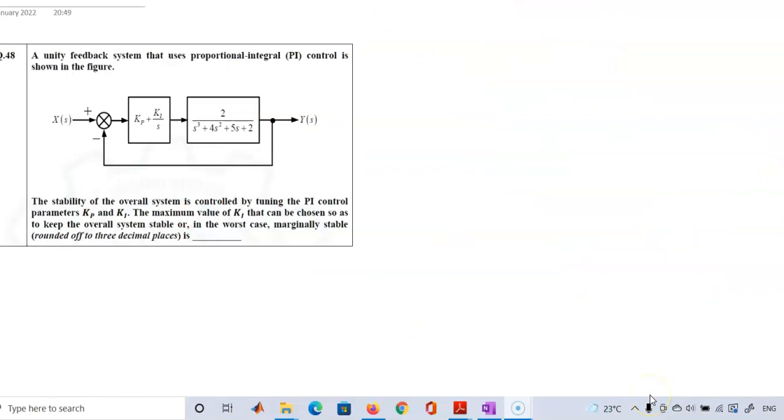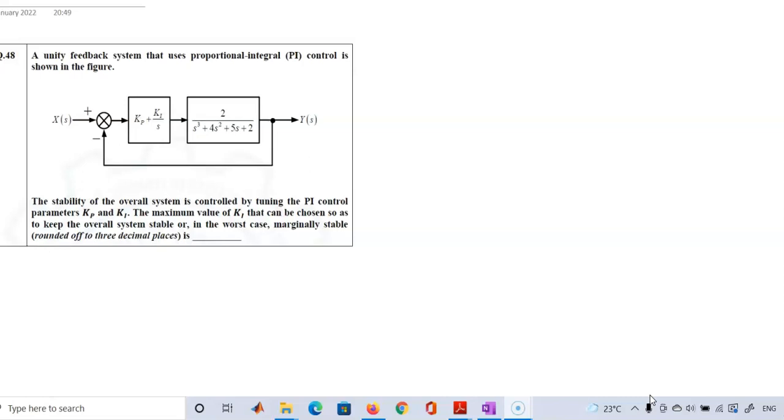Let us move to question number 48. A unit feedback system that uses a proportional integral controller is shown in the figure below. The stability of the overall system is controlled by the tuning of the PI control parameters Kp and Ki. What maximum value of Ki can be chosen so as to keep the overall system stable, or in the worst case marginally stable, rounded up to 3 decimal places.